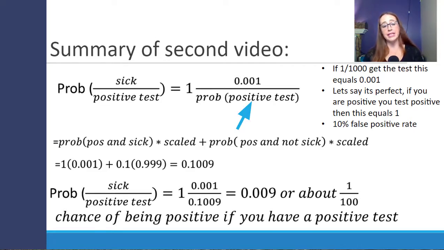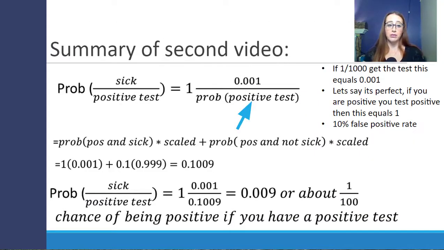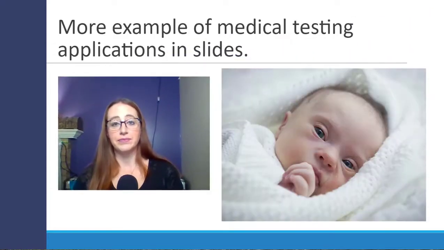So now we have our probability of being sick and having a positive test from our last slide. And we have our chance of a positive test regardless if we are sick or not. So we can put the former over the latter. And this gives us a 1 in 100 chance of being sick, even after getting a positive test.